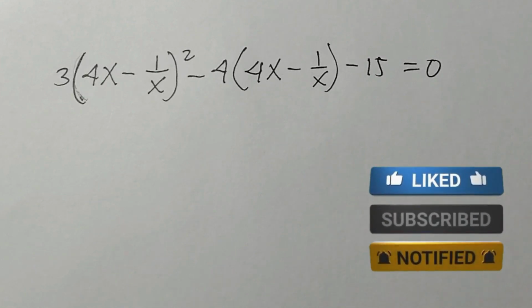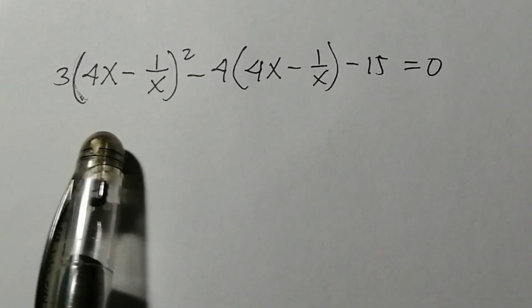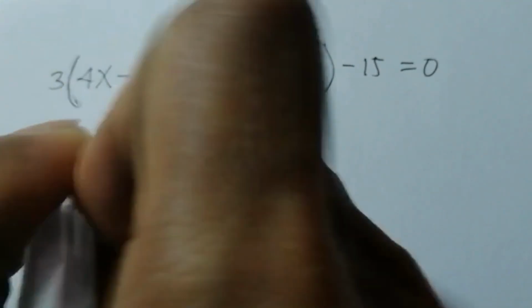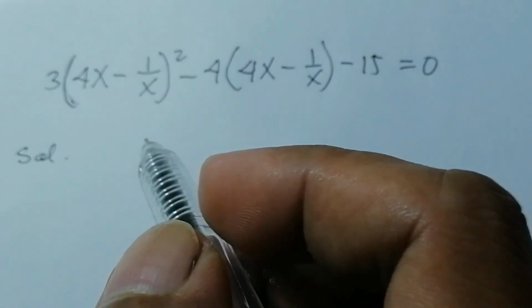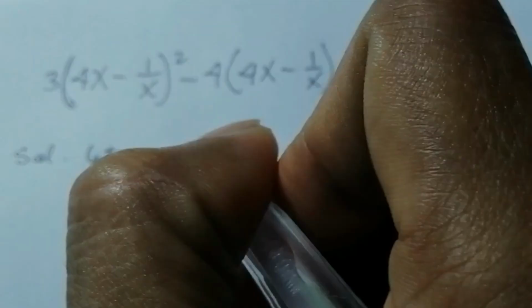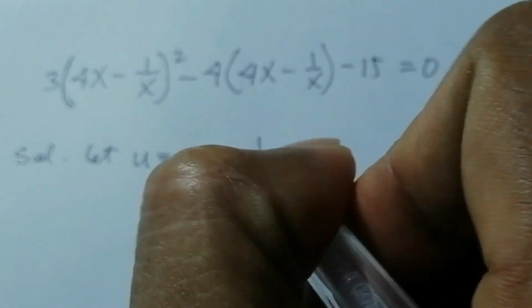Okay, let's get started. So how to solve this problem? We're going to find the solution set of the equation. So let's write the solution and let u be the expression. We're going to assign 4x minus 1 over x as u. Let u be equal to 4x minus 1 over x.